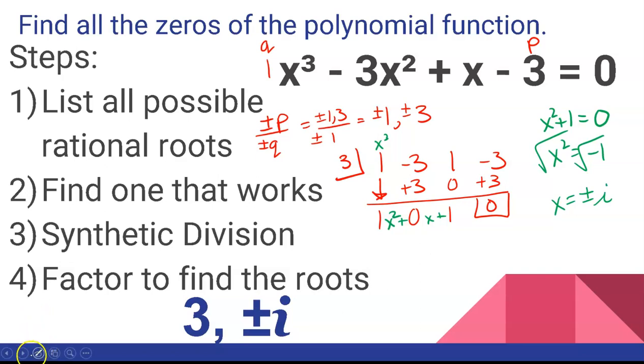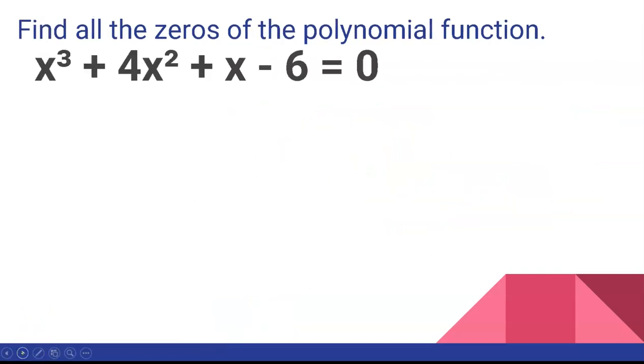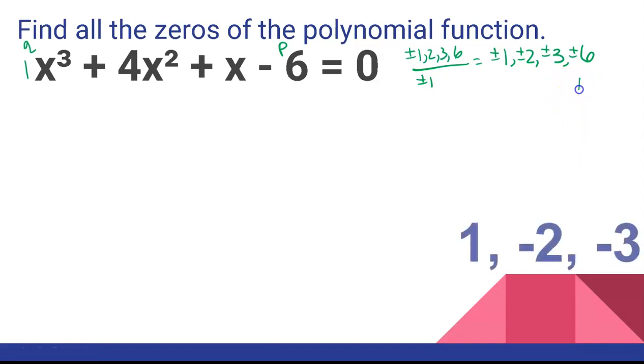We're going to move on to this example. We have x cubed plus 4x squared plus x minus 6 equals 0. Okay? I want you to make your list of p's and q's, and I want you to find one that works. All right, I'm going to pause and let you do that much. All right, when you looked at your graph, didn't you have 3 options? -2, -3, 1. I believe it looks something like this, right?